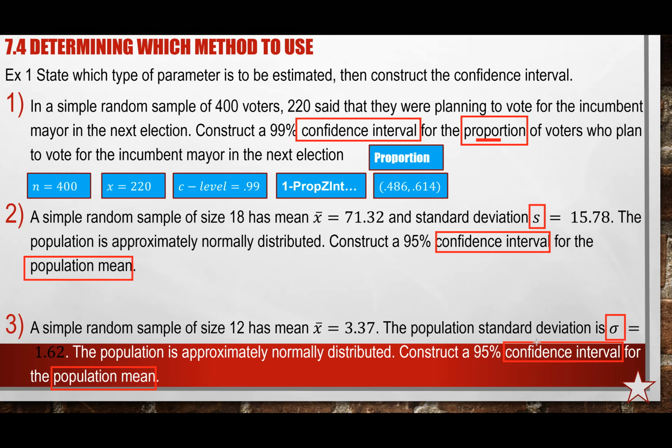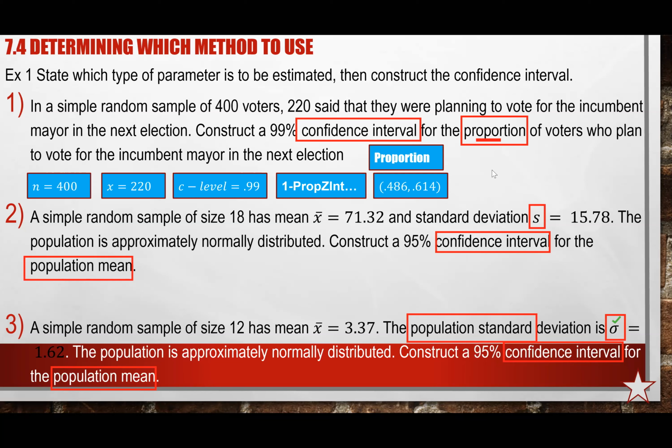So again, this is the main difference that I mentioned to you guys. If they spell it out for you, if they say the population standard deviation, or if they give you the sigma, then that is related to your population standard deviation. And if they give you the population standard deviation, ladies and gentlemen, we will use the Z critical value or Z distribution or the Z confidence interval.